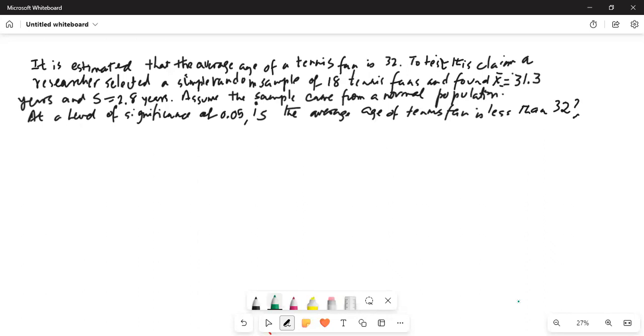It is estimated that the average age of a tennis fan is 32. To test this claim, a researcher selected a simple random sample of 18 tennis fans and found the sample mean is equal to 31.3 years and s is equal to 2.8 years. Assume the sample came from a normal population. At a level of significance of 0.05, is the average age of a tennis fan less than 32?